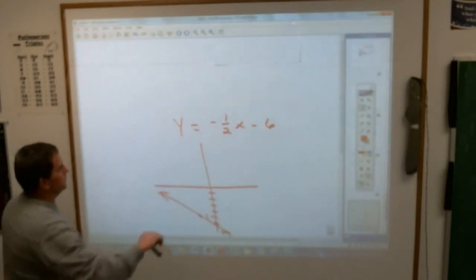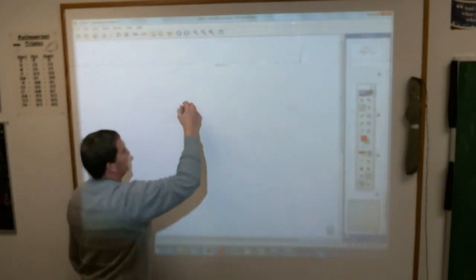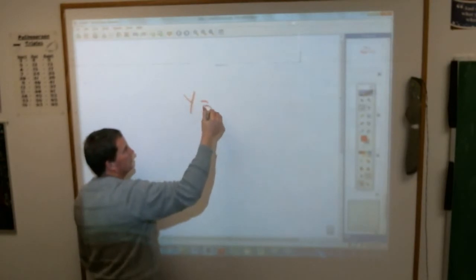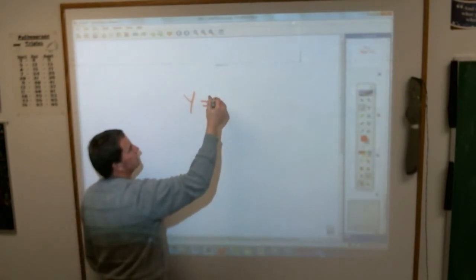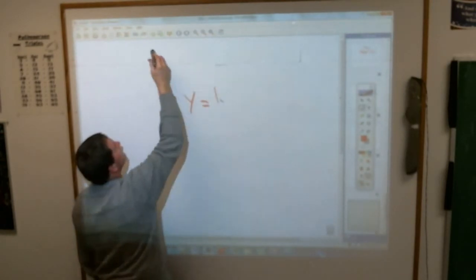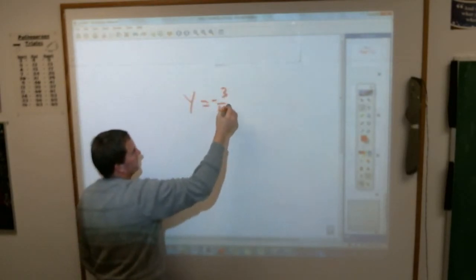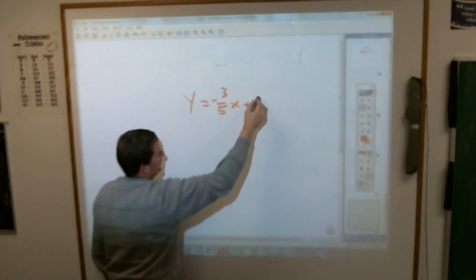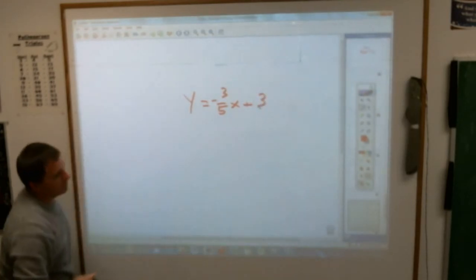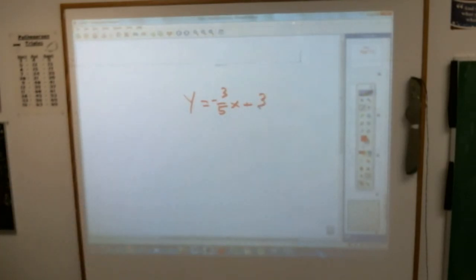One more. Actually, I'll let you sketch the graph of this one on your own. How about this? Y equals negative 3/5 x plus 3. Sketch me the graph of that. Y equals negative 3/5 x plus 3. All you've got to do is follow the simple rules: y-intercept and slope. And see what you got.